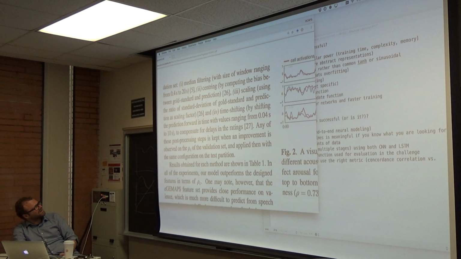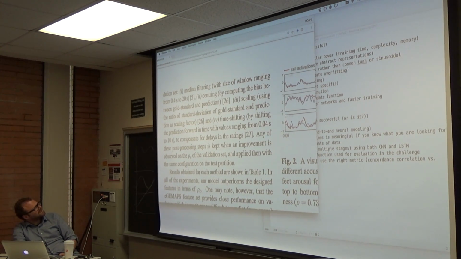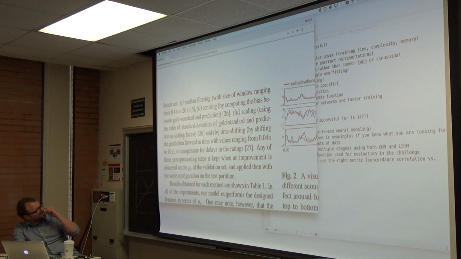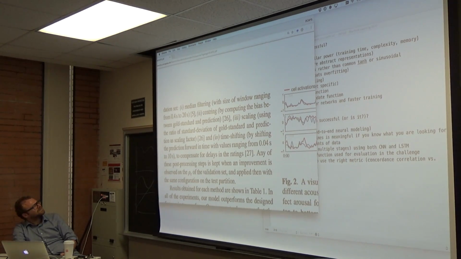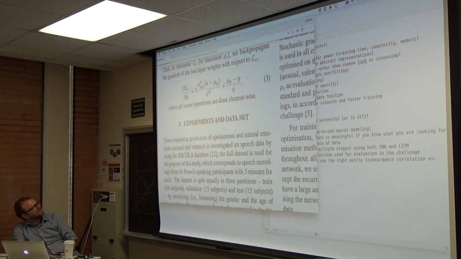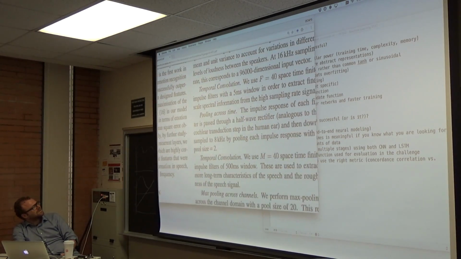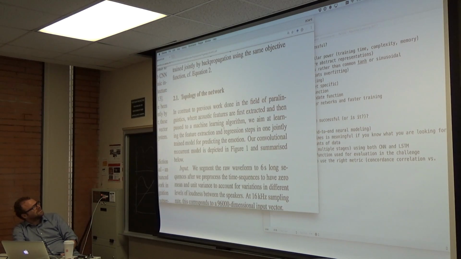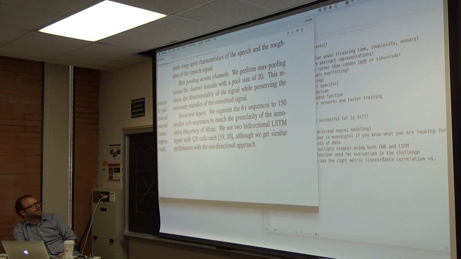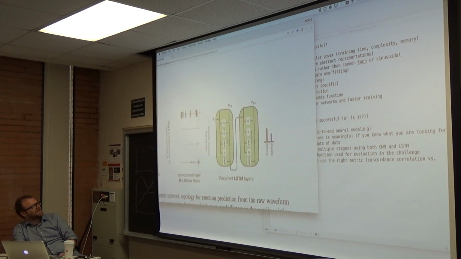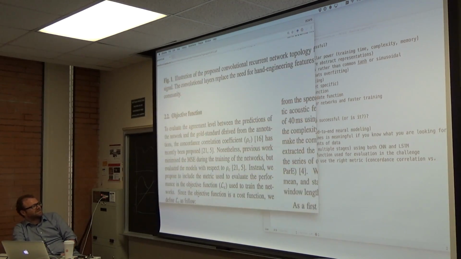Scaling factor, scaling using the ratio of standard deviation. Median filtering with the size of window range, centering. Where is it? I think it's 2.1, under input. You can process the time sequences to have zero mean and unit variance to account for variation. Okay, got it. Yeah, that's fine.